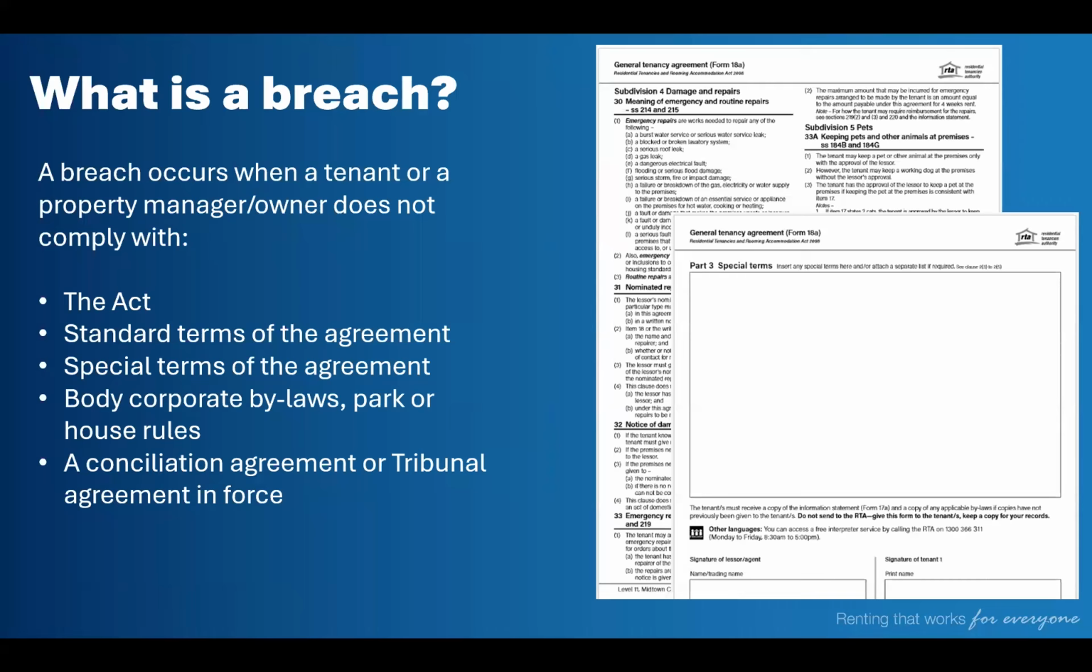If there has been a dispute and a conciliation agreement has been signed off by both parties, then this forms part of the agreement and the parties have a responsibility to abide by the terms of it, and similarly with any tribunal order that may be made during a tenancy. If either party does not comply with any of these things I've just mentioned, then they may be considered in breach of the agreement.